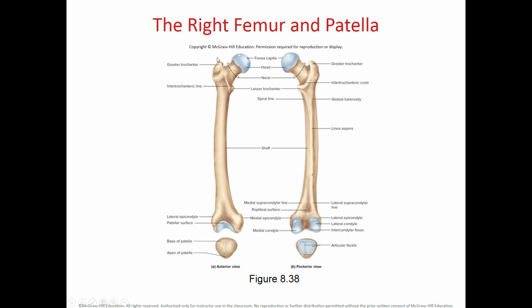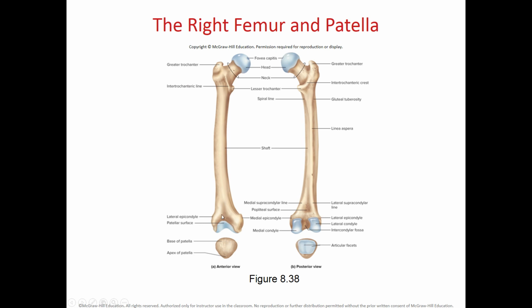Then in the anterior view we have the greater trochanter and the lesser trochanter, which look similar to the greater and lesser tubercles of the humerus, but these are called trochanters. Anteriorly you have a connection between the greater and the lesser trochanter. It's called the intertrochanteric line. And then this will be the shaft.